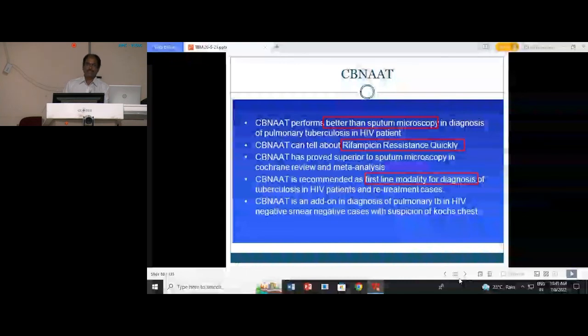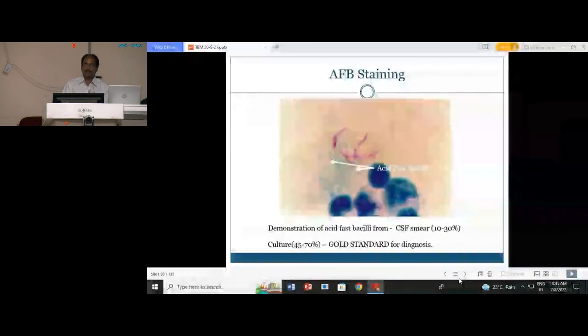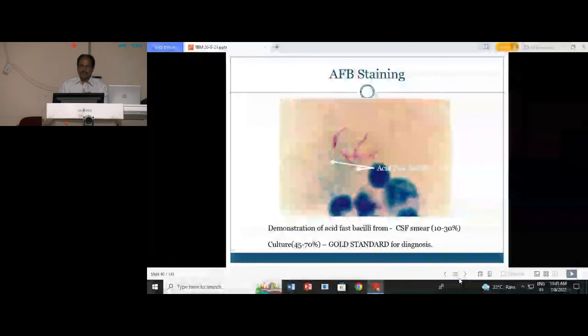CSF PCR: sensitivity is 80 to 90%, specificity is 88 to 100%. Multiplex PCR using IS6110 and MPB64 by Sharma et al. You can do this. AFB staining, demonstration of acid-fast bacillus in CSF smears, is a gold standard for diagnosis of tuberculosis, but it takes time.